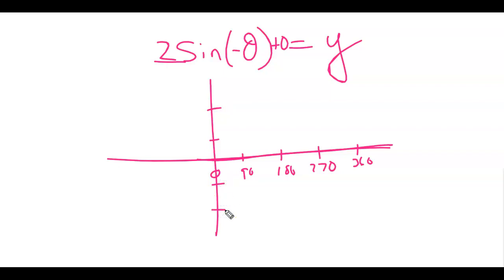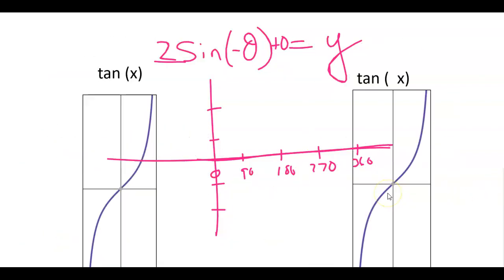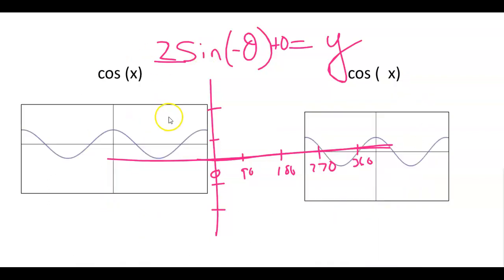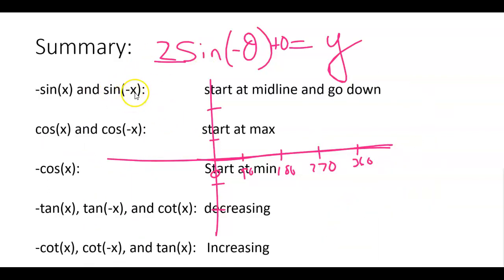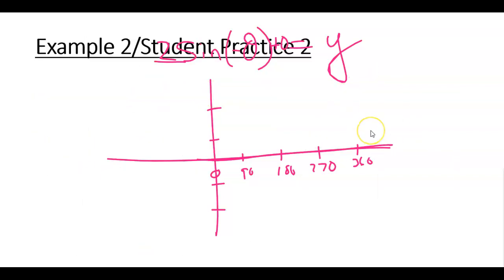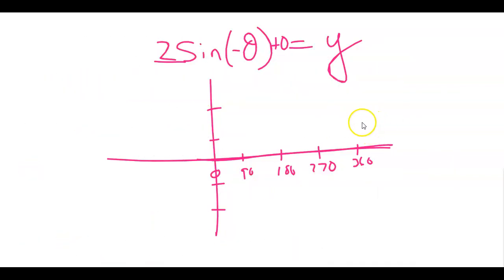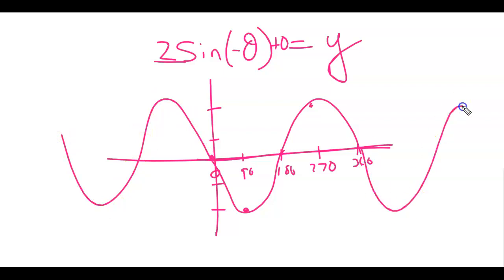Okay. Now, we're going to graph the sine wave. Now, if you were to go back to this slide that I showed you guys a little earlier, that summary slide, anytime you have a sine with a negative on the inside, you're going to start at the midline and go down. Okay, so I'm going to be starting at the midline, and I'm going to go down from there. And then we just follow the pattern after that. And there's my sine wave. And of course, as you guys know, we go ahead and just keep the pattern up after that.